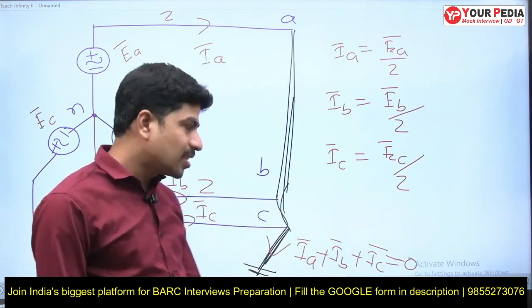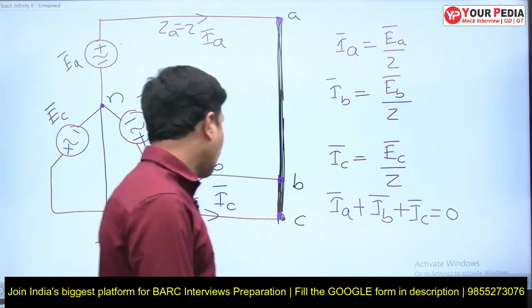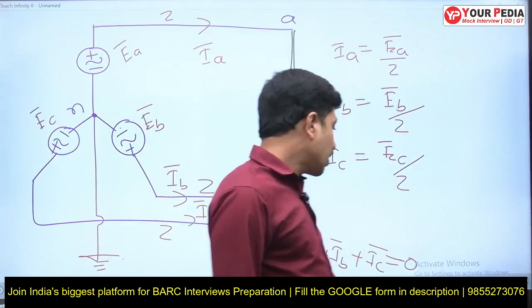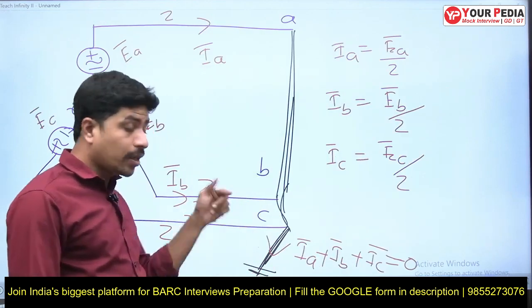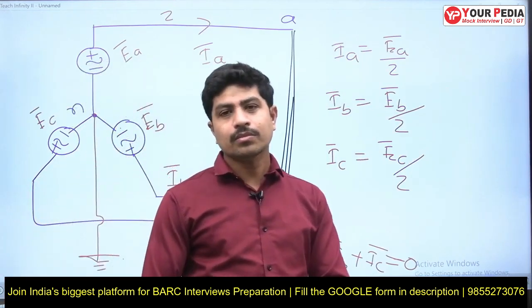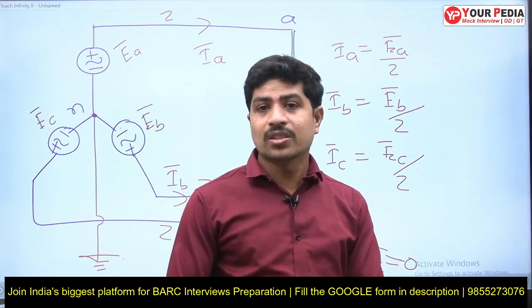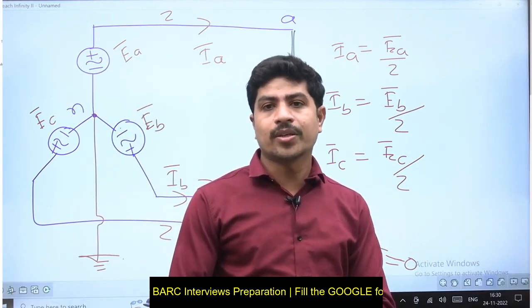Physically, there is a difference. In LLL, all three phases are connected together but not connected to ground. Here, all three phases are connected together and are connected to ground. This is the difference between LLL and LLG faults. It's a beautiful concept. Thank you.